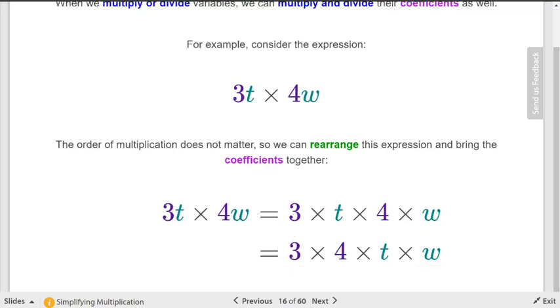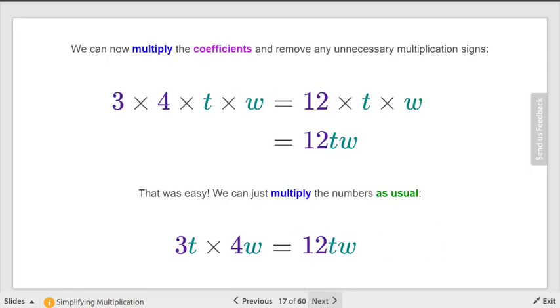All right. Remember, algebra is all about doing things as simply as possible. So you'll see there, and they get to the 12 TW just like we did.